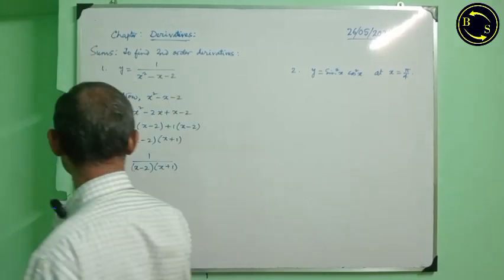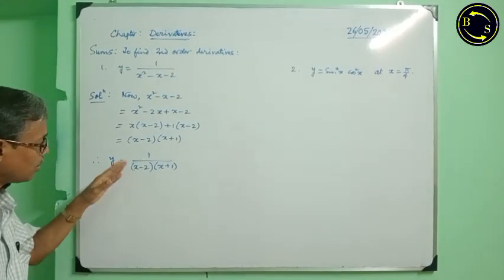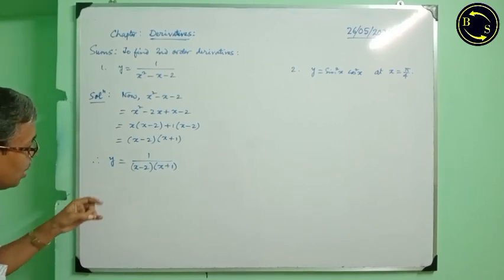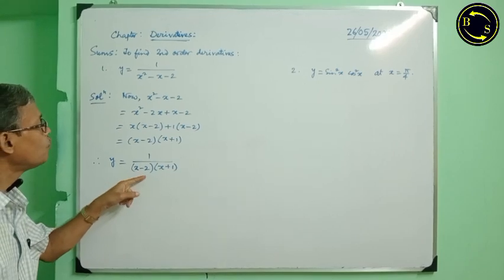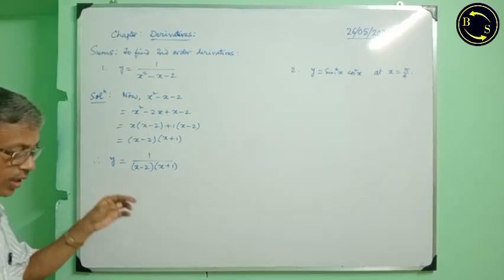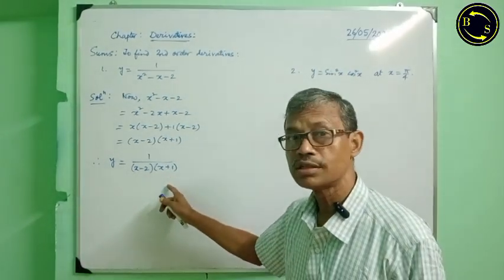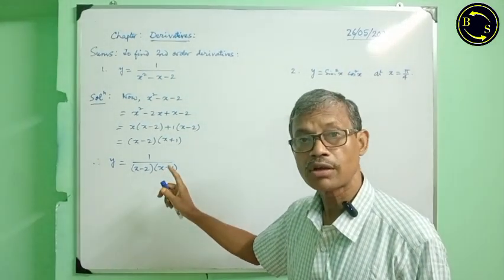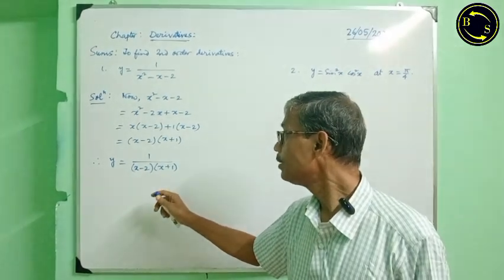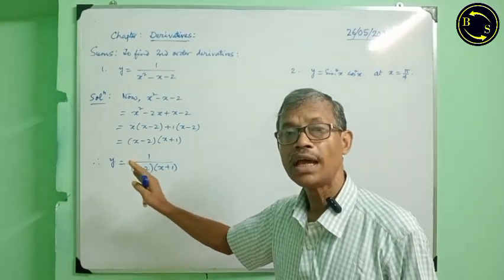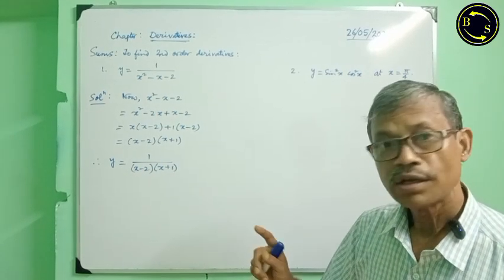Now we have got y equal to this. Now we note that this is in fraction form. Numerator is 1 and the two factors are linear factors. Therefore, if we take the difference of these two factors, then the difference will be a constant. Then we can apply distributive law and we can express y as a difference or sum of two fractions. You note that.